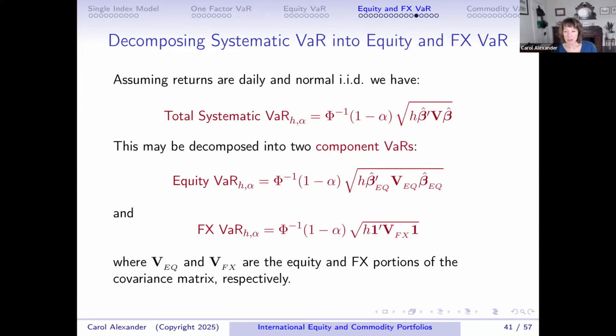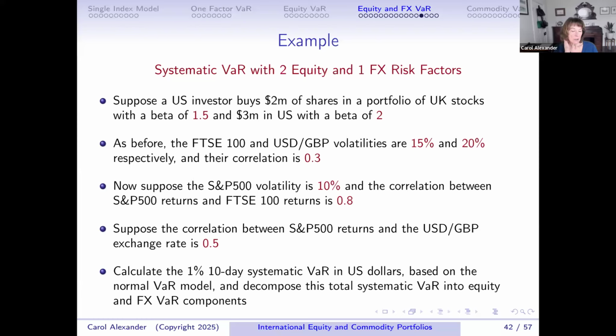And then the two component VaRs are very similar, but they just use those components of the beta and covariance matrix. And so those are the two standalone component VaRs, which don't account for the correlations between equity and FX risk factors. Now they account for correlations within the equity risk factors and correlations within the FX factors, but not the cross correlations, what we call the quanto correlations.